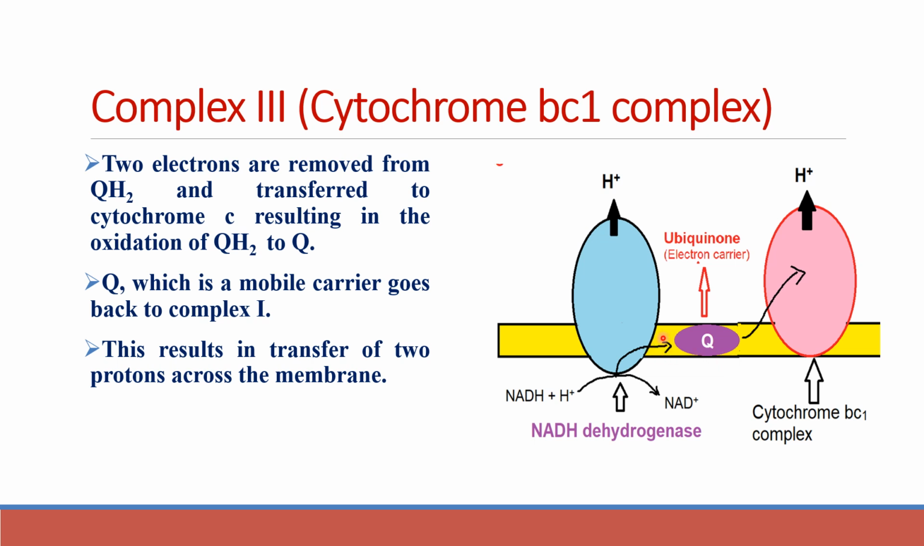Here it is Q. Once it becomes QH2, it transfers the electrons to this complex 3, that is the cytochrome BC1 complex. Once the electrons are transferred, the 2 protons will be pumped out, leaving an oxidized form of Q, which returns back to complex 1 for the next cycle. So this is how ubiquinone moves, QH2 back to Q. And this is complex 3, wherein 2 protons are transferred across the membrane.